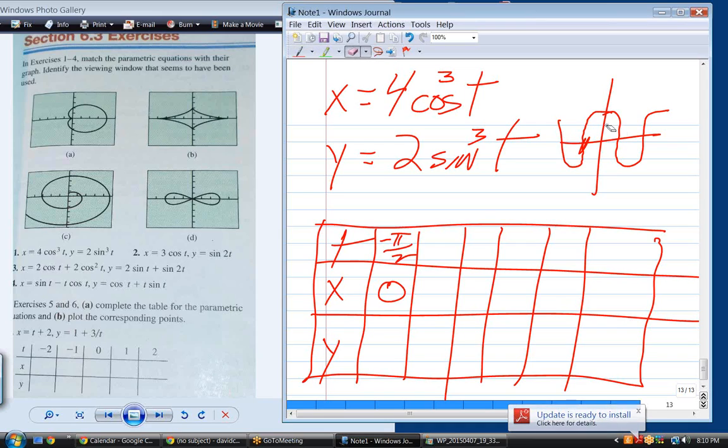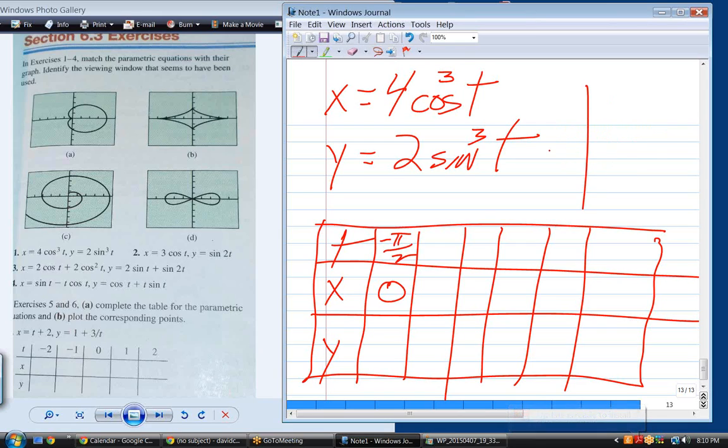Sine curve looks like this. Or that's pi over 2. So the sine of minus pi over 2 is minus 1. Cube it, you still get minus 1. Multiply it by 2, you get minus 2. Okay. So you can see what we're going to do here.